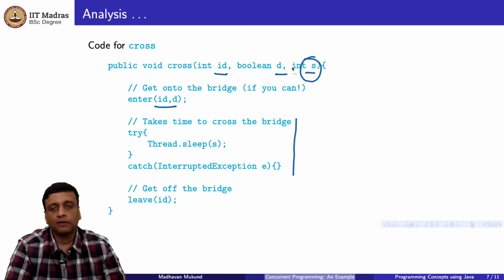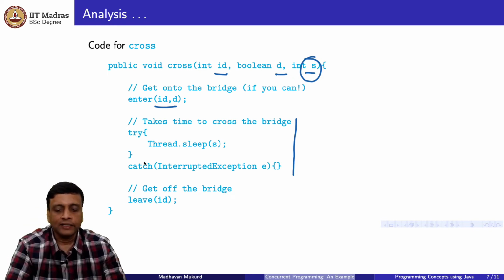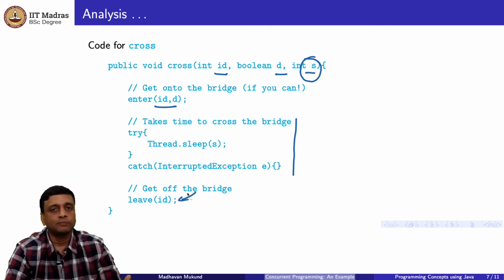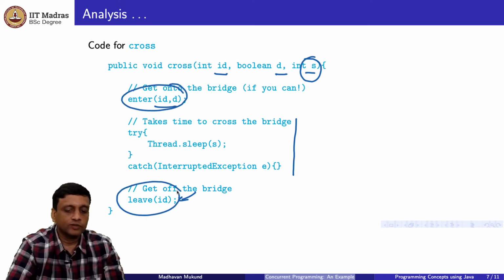right? And remember, sleep throws this interrupted exception. So when we say Thread.sleep, we have to catch that exception, or we have to promote that exception, and so on. And finally, at the end of this sleep, we are going to try and leave the bridge, but again, leaving the bridge is going to be subject to some mutual exclusion. We don't want two cars to leave at the same time and update, that is decrement, that counter in an inconsistent way. So these two are going to be synchronized for us.